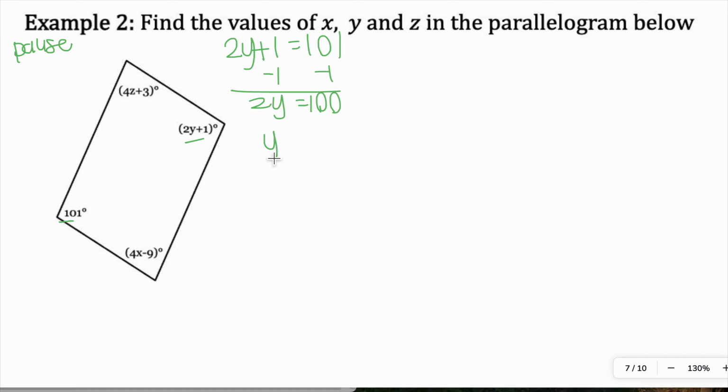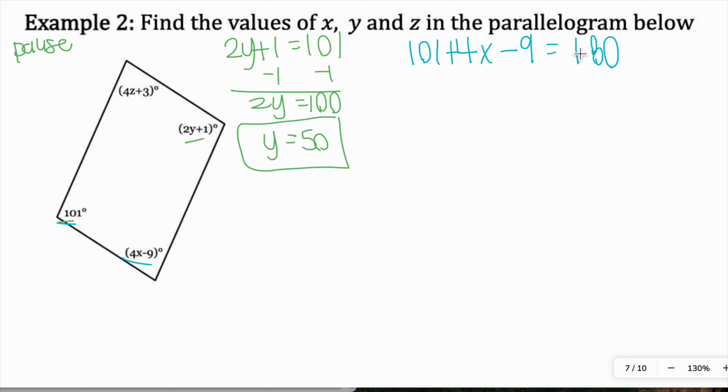So that means y has to be equal to 50. The next thing I did is I found x, and I noticed that x was consecutive with 101. So I took 101 plus 4x minus 9 is equal to that supplementary angle of 180. I'm going to combine some like terms here. This is going to give me 92 plus 4x equals 180.